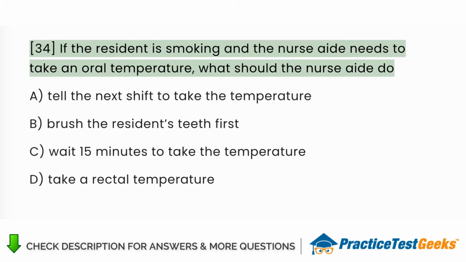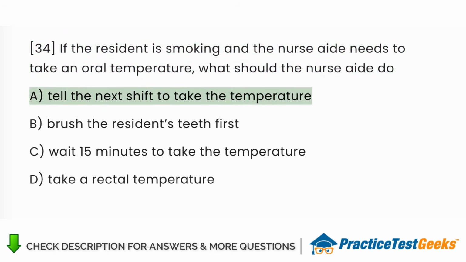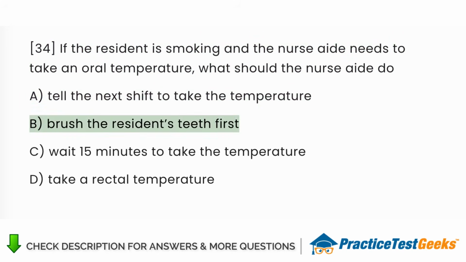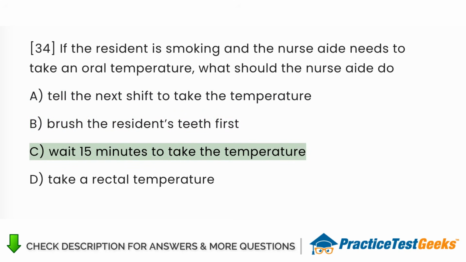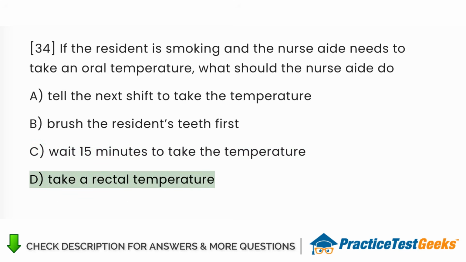If the resident is smoking and the nurse aide needs to take an oral temperature, what should the nurse aide do? A. Tell the next shift to take the temperature. B. Brush the resident's teeth first. C. Wait 15 minutes to take the temperature. D. Take a rectal temperature.